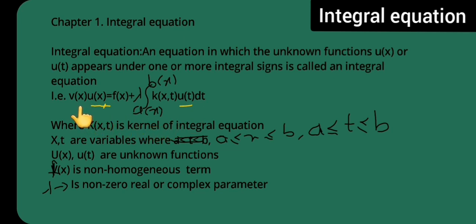Now what is my v of x? This is my known function, and u of x and u of t are my unknown functions. Lambda is a non-zero real or complex parameter, and my f of x is nothing but the non-homogeneous term. Okay, and x comma t are the variables, and k of x comma t is the kernel of the given integral equation.